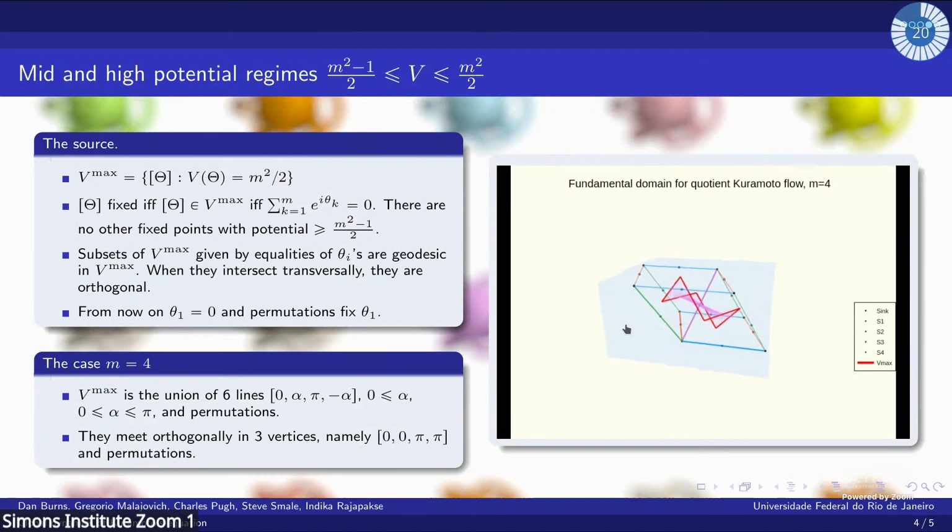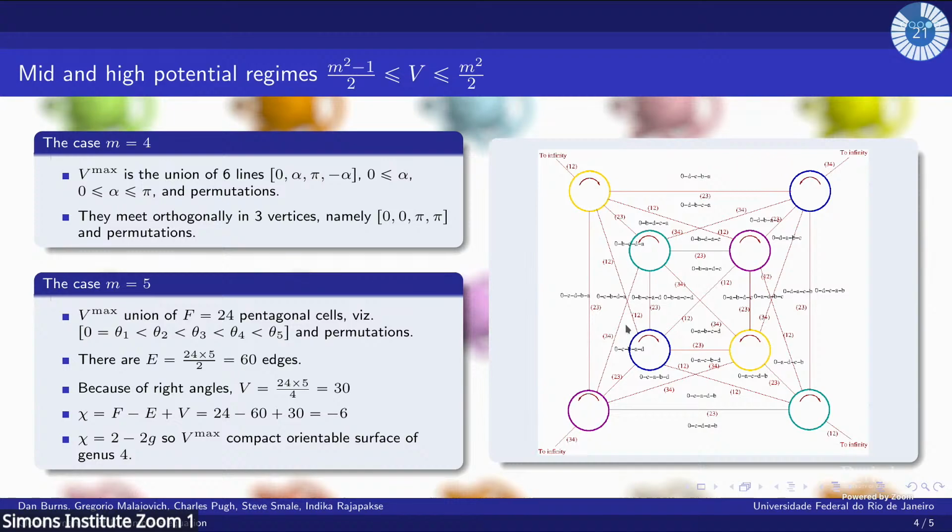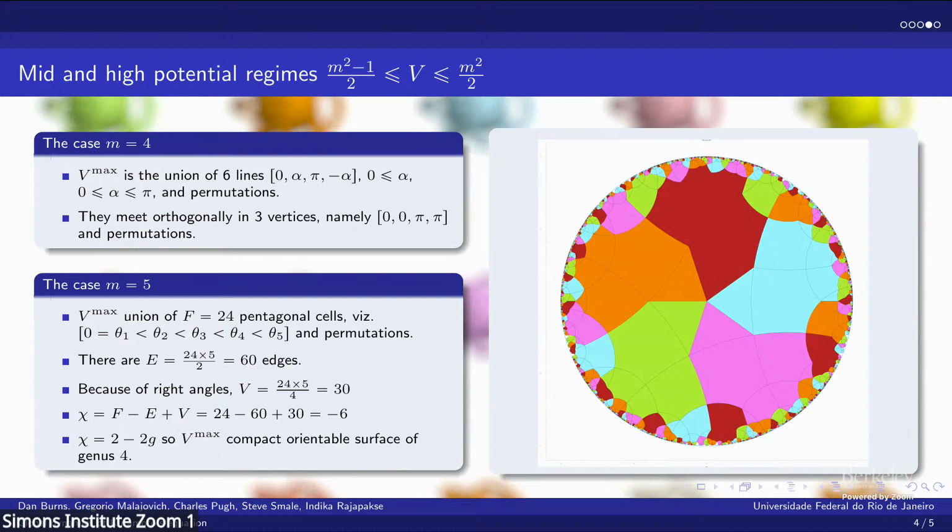Now, let's go to Vmax for dimension 5. This is the atlas. For every ordering, we get a pentagon. And this is a two-handle structure that relates each ordering to each one of the pentagons. Now, there is another way to see Vmax. This is another interesting picture. Vmax can be seen as a quotient of the Poincaré plane.